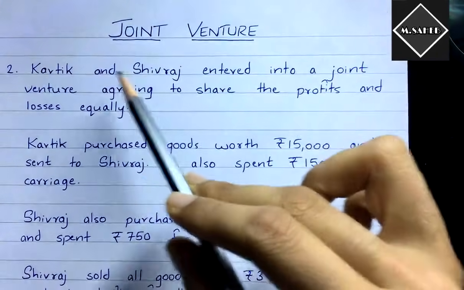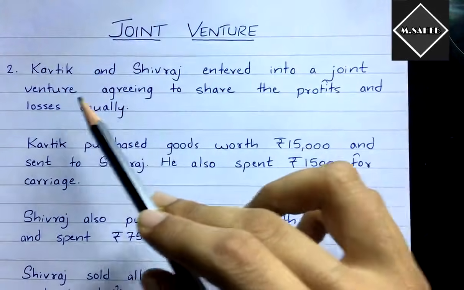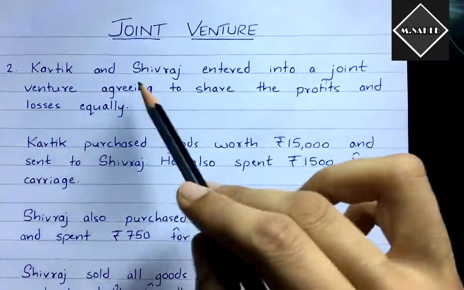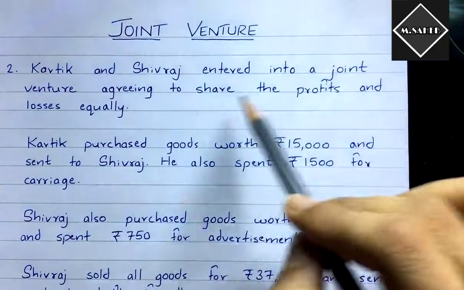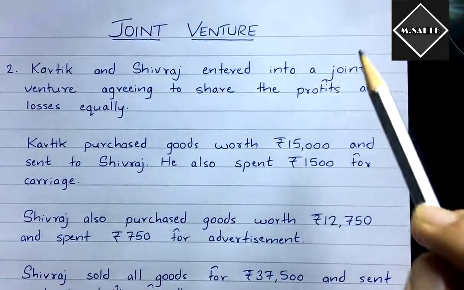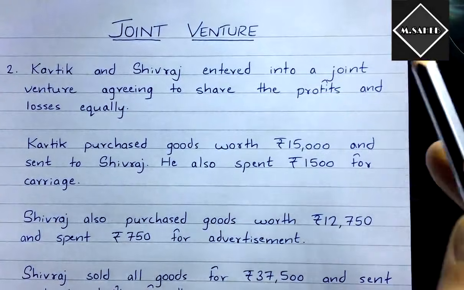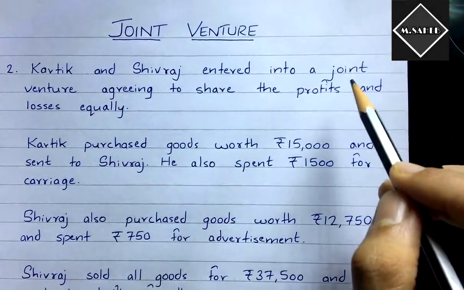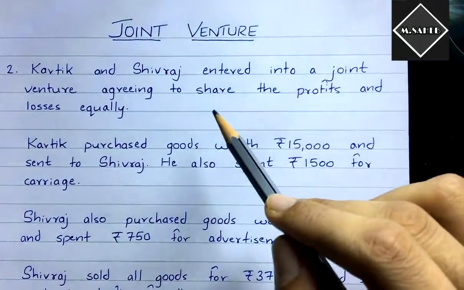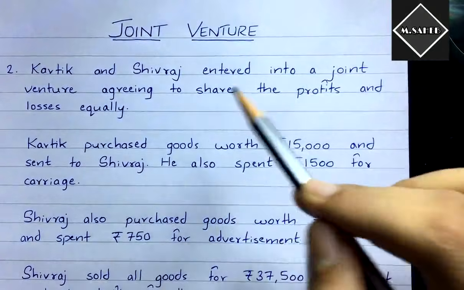See, Karthik and Shivraj entered into a joint venture agreeing to share the profits and losses equally. So these two persons, Karthik and Shivraj, have formed this temporary partnership, which is called a joint venture, which comes to an end after the project, after their purpose. They have agreed to share the profits and losses equally, that is, in the ratio 1:1.